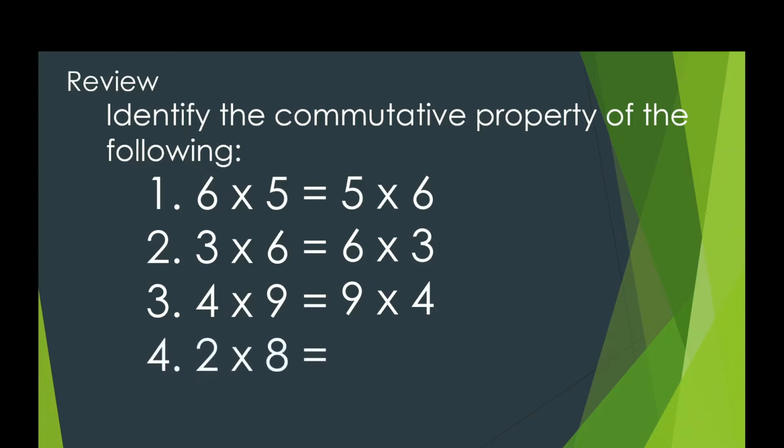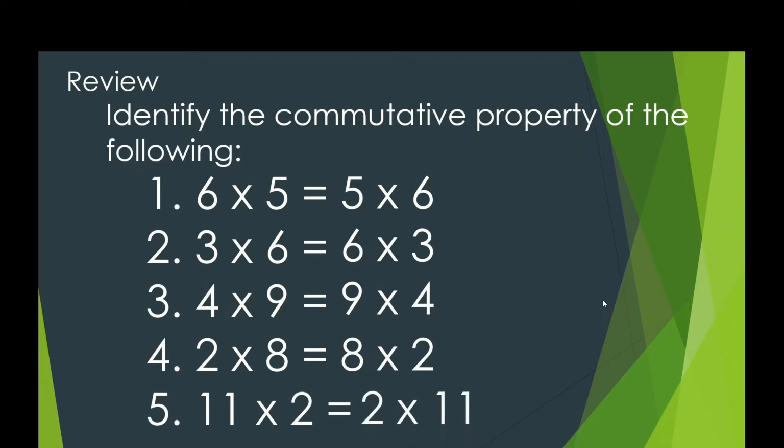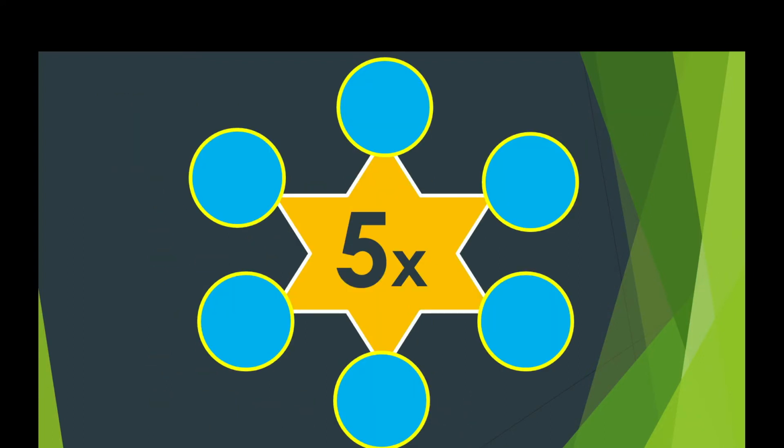In number 4, we have 2 times 8. The commutative property is 8 times 2. In number 5, we have 11 times 2. We have 2 times 11. Now, let us have a review about the basic multiplication facts. Let us begin with multiples of 5.